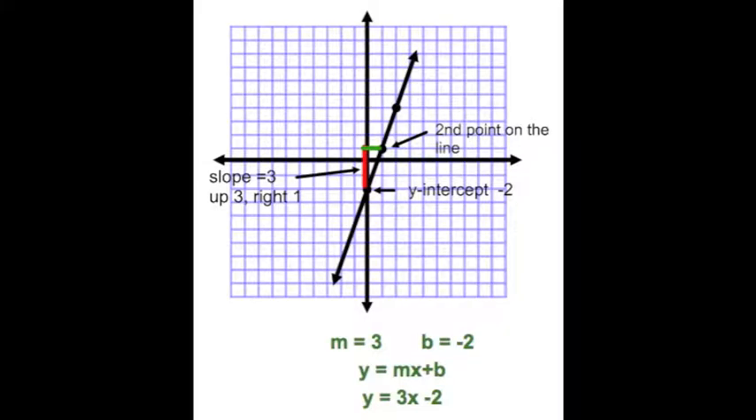To write an equation in slope-intercept form, first look at the graph and identify the y-intercept. Here you see that the y-intercept is -2. From the y-intercept, we rise up 3 units and run over 1 unit to the right to get to the second point on the line. So the slope is 3 over 1, or 3 divided by 1 is 3. So we write this equation as y equals 3x minus 2.